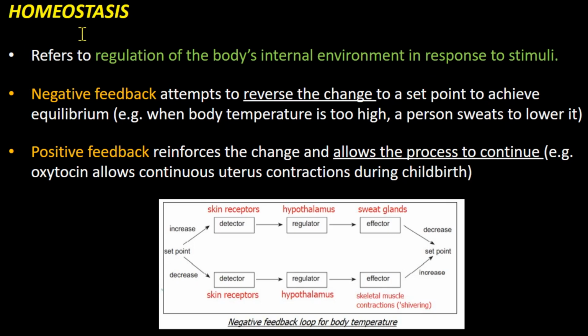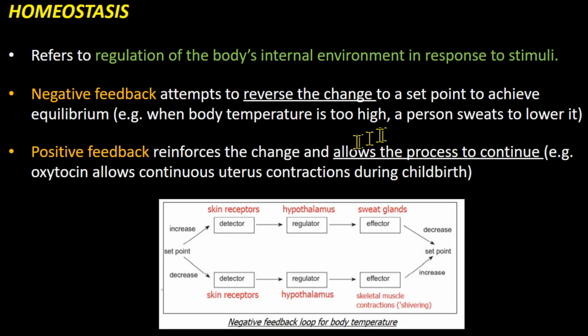So homeostasis tries to maintain equilibrium within the body. It does this by engaging in negative feedback processes. Negative feedback attempts to reverse the change to a set point to achieve equilibrium. So for example, when the body temperature is too high, a person would sweat to lower the body temperature.